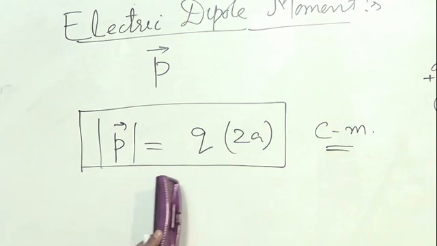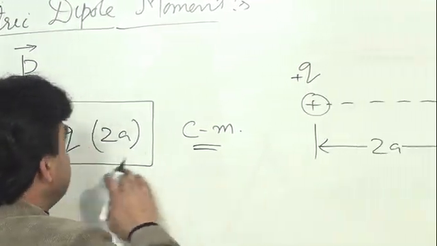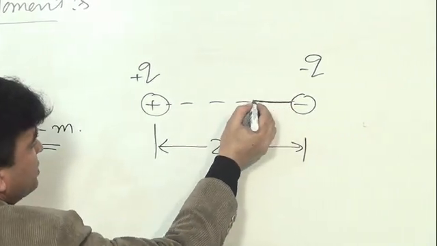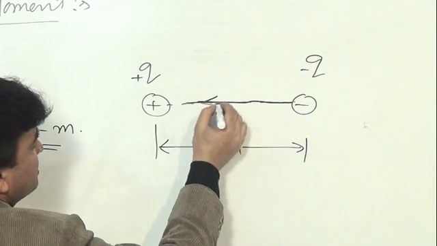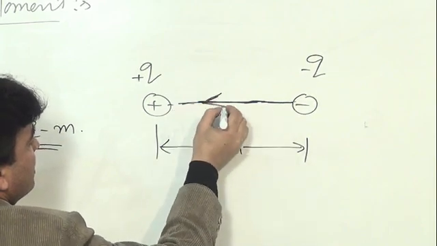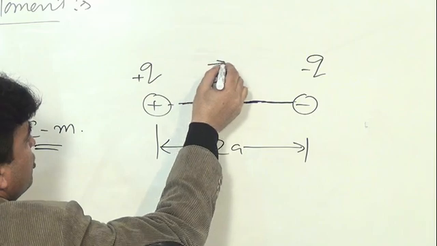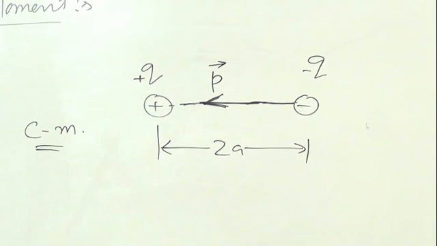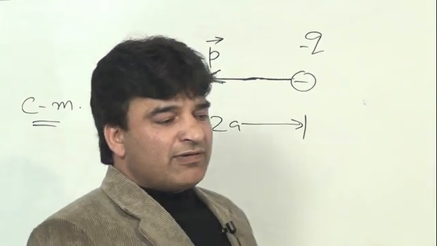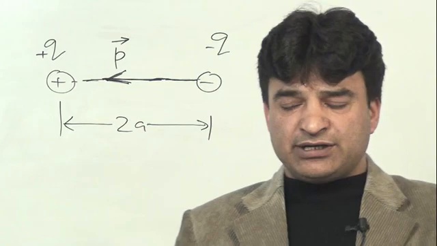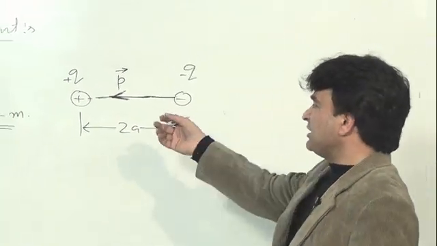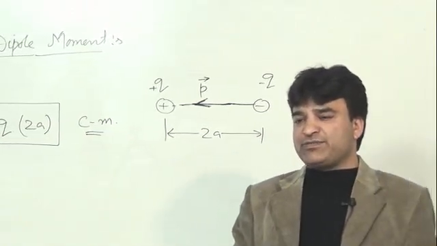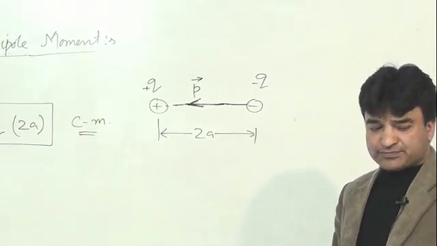This is the magnitude. Now, what is the direction of this electric dipole moment? It is always from the negative charge towards the positive charge. The direction of electric dipole moment is from negative to positive charge in an electric dipole. Whereas in the chemistry subject, we show the direction of electric dipole moment from positive to negative, but in physics we have to take it from negative to positive charge.